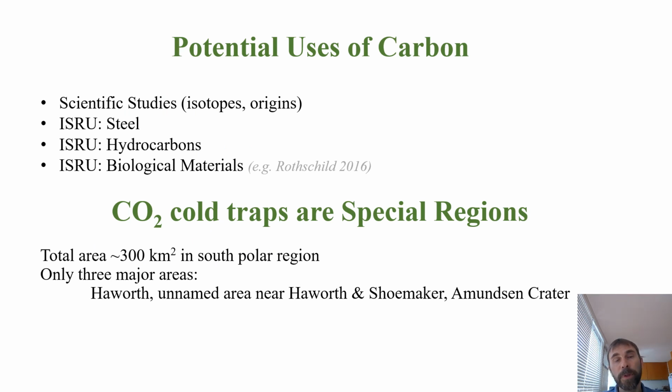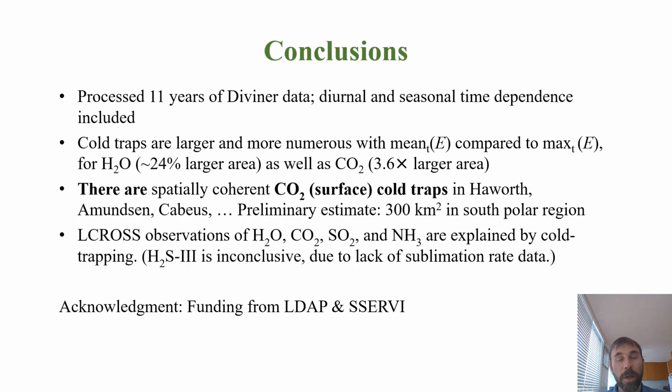Now, carbon, of course, can be very useful. We need it for steel. We need it for biological materials. But these CO2 cold traps occur only in small, concentrated areas. So they are definitely special regions. Conclusions, which are listed here, but I am out of time. So there is coherent evidence for CO2 cold traps on the moon.